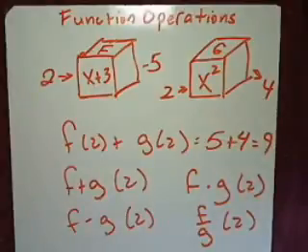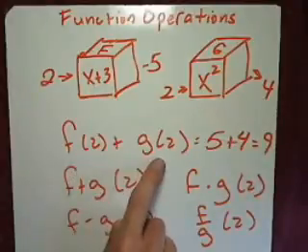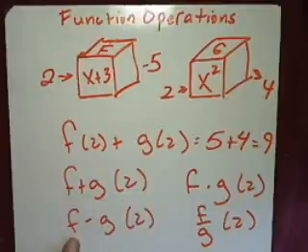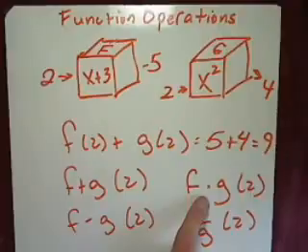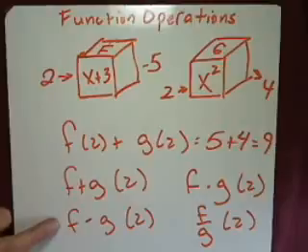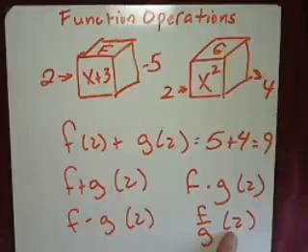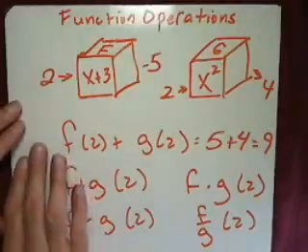Okay? Now, the idea of f of 2 plus g of 2 can be written this way, f plus g of 2. We can add, we could subtract, we could multiply, or we could divide. So in this case, it would be 5 minus 4, which is 1. In this case, it would be 5 times 4, which is 20. In this case, it would be 5 divided by 4, which is what? 1.25. Function operations. That is what we're talking about.